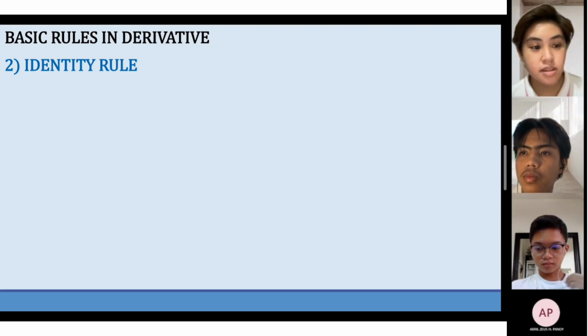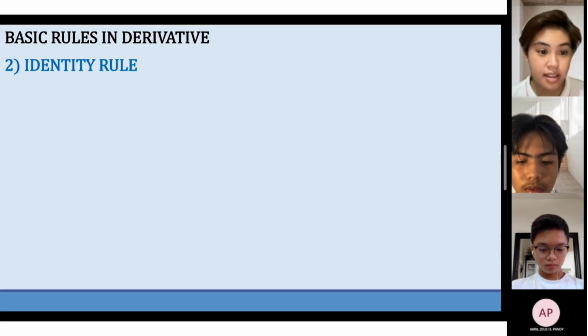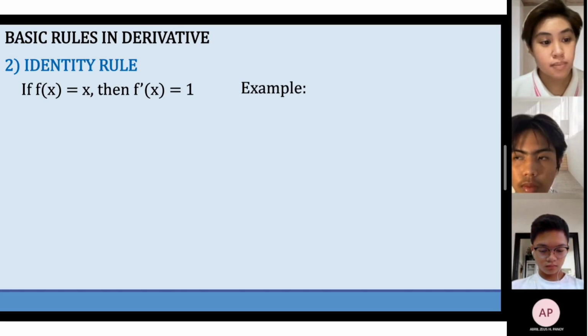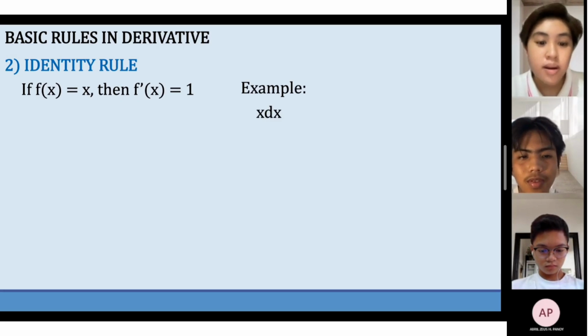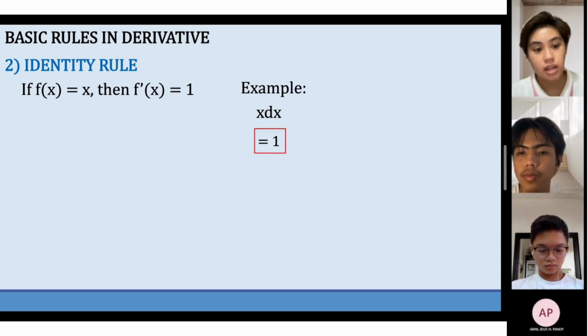So the second basic rule is the identity rule. So if f of x is equal to x, then f prime of x is equal to 1. One example for this basic rule is the derivative of x. You cannot see any visible constant number beside x, so automatically it has 1 beside it. So as stated, the derivative of x is equal to 1, so 1 multiplied by itself is equal to 1. So the final answer for this is 1.